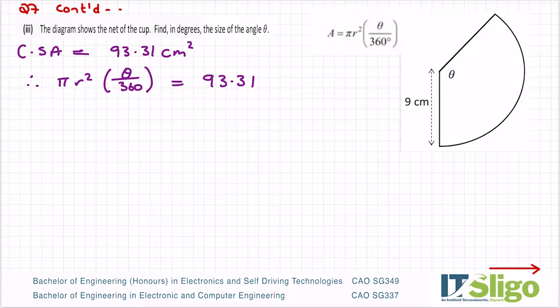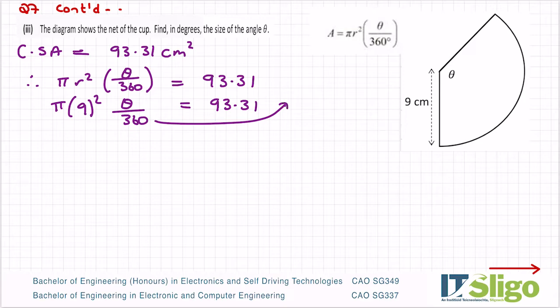Okay, so let's sub in what we know. We know the radius of this particular shape is 9. So pi r squared theta over 360 is equal to 93.31. I want to multiply by 360.